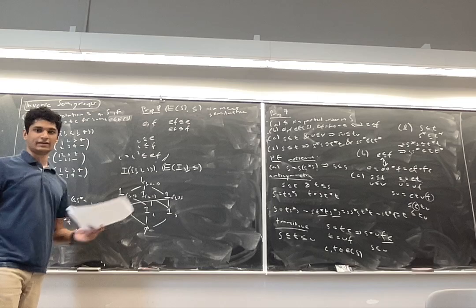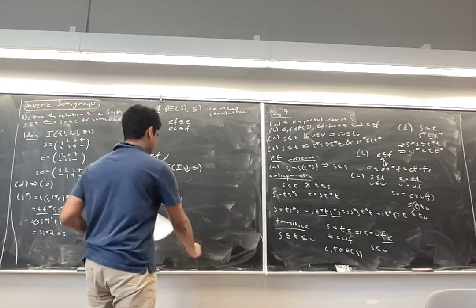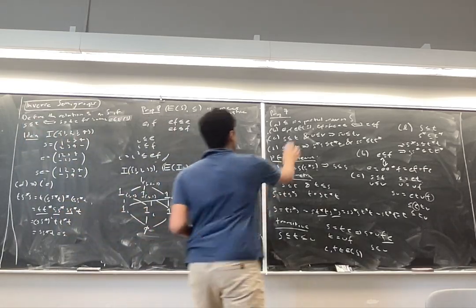Okay, so that wraps up the section on natural partial order. Now I'm just going to move on to Green's relations. So let me erase this.